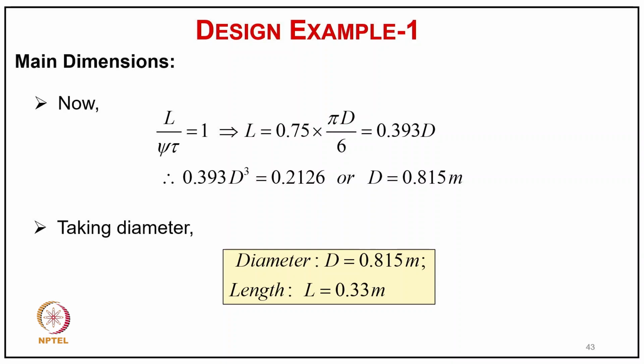So now L upon tau equal to 0.75. So L equal to 0.75 into pi D by 4. So it becomes L equals 0.589 D. So putting the value in the output equation, 0.589 D cube is 0.2126. So D comes equal to 0.815 meter. So taking a diameter now, D equal to 0.815 meter and length is L equal to 0.33 meter. That is the main dimension of the machine.